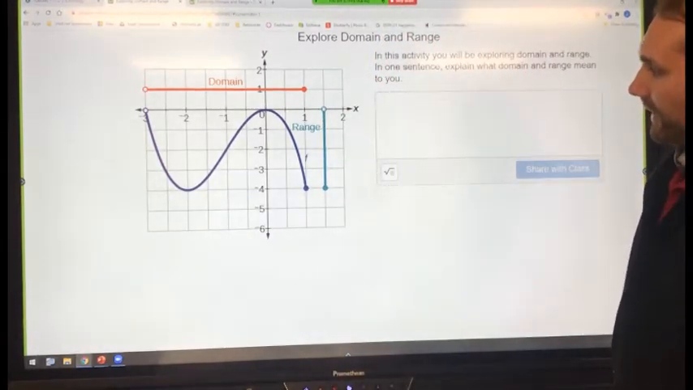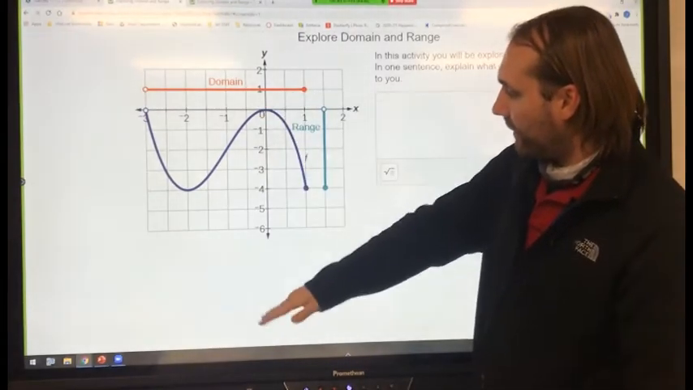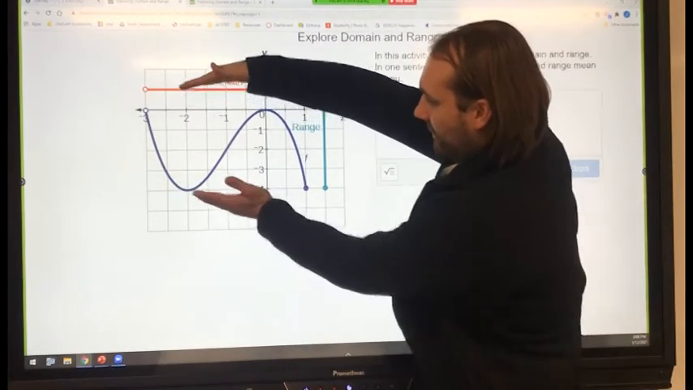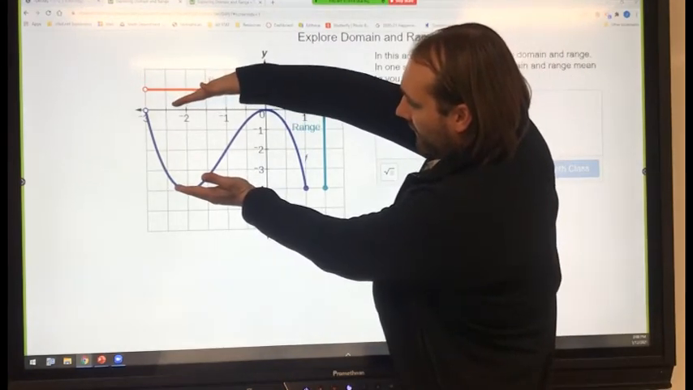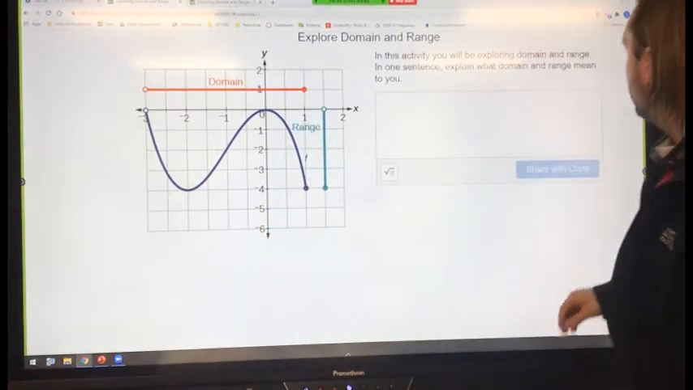The range is the set of all y values. I want to see what is my lowest point and what is my highest point. Essentially, I'm trying to box in my graph from bottom to top. Looks like it's going from -4 to 0.